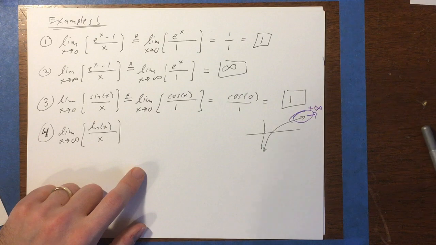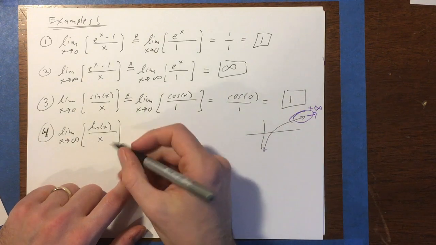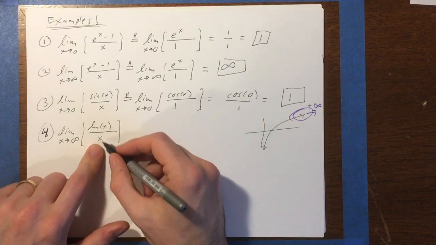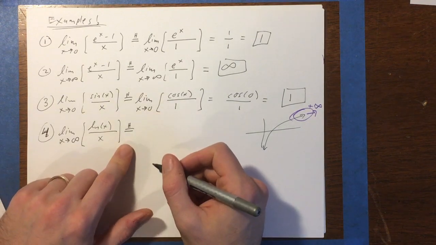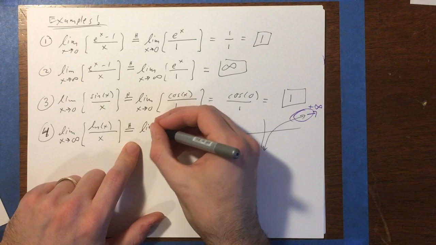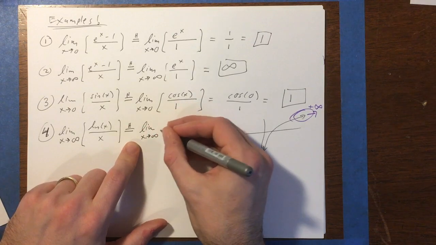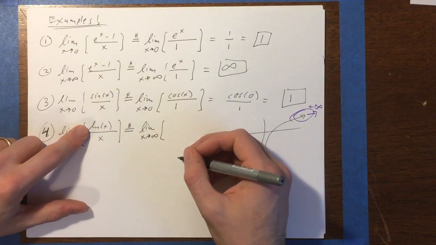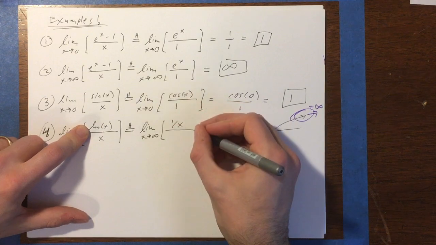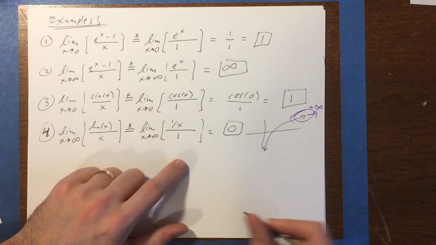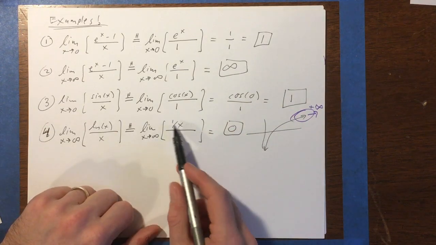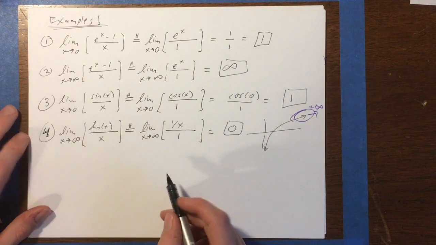Okay, so that's the limit of natural log on the right. And then, of course, x is approaching infinity. So this is an infinity over infinity, and so that's indeterminate. And then we can apply L'Hopital's rule and get the limit as x approaches infinity of the derivative of natural log of x, which is 1 over x, divided by 1 again. And this is 0, right? Because 1 over x is going to be approaching 0 as x approaches infinity.